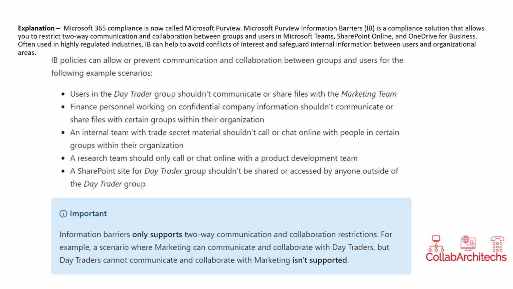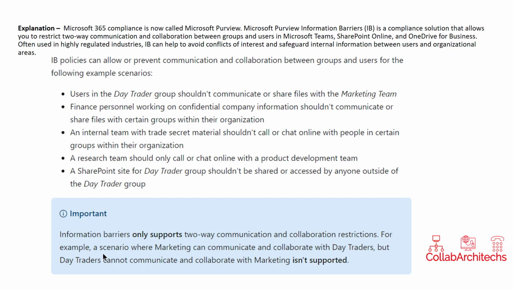Okay, and information barrier policies can also be applied to SharePoint Online or OneDrive, where we put the important documents. Okay, so one important point mentioned here is that information barrier policies only support two-way communication. They do not support one-way communication. They only support two-way communication and collaboration restriction.